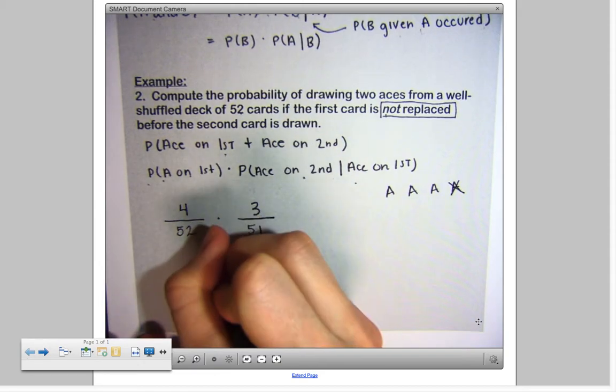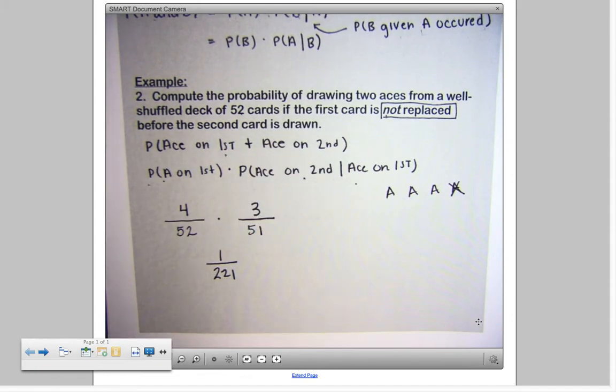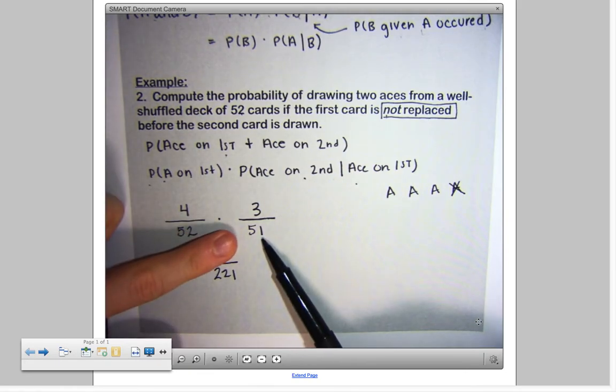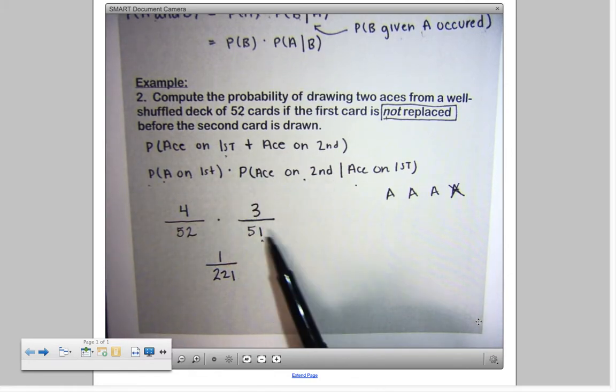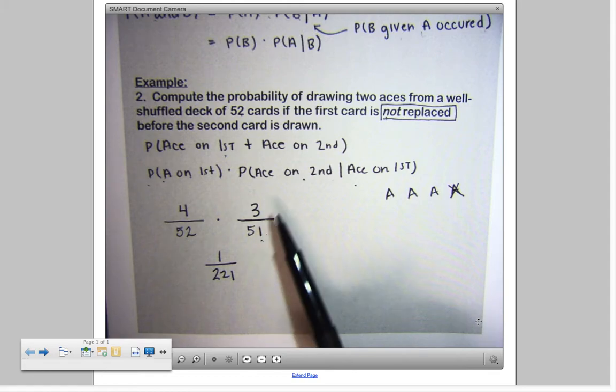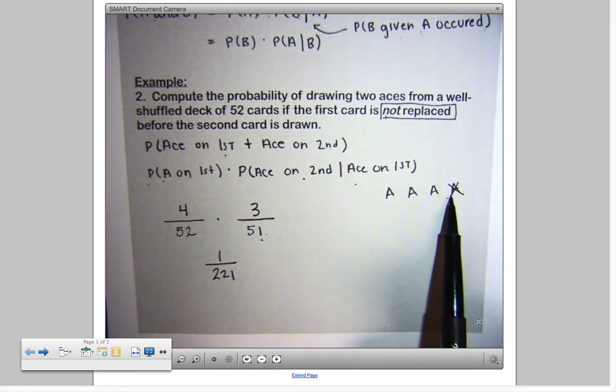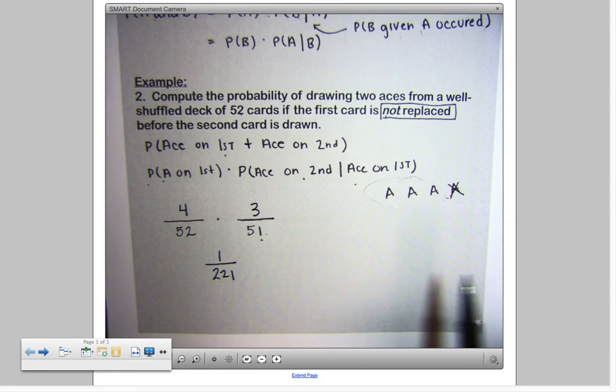Okay, so multiply those together. That should be your probability, or you can write it as a decimal. Okay, so remember, without replacement, your denominator is going to change because we drew a card from the 52 and we kept it, so now we only have 51 left. We had 4 aces, but we drew this 1 ace and we kept it, so now we only have 3 left to choose from.